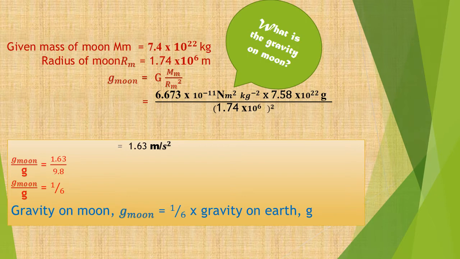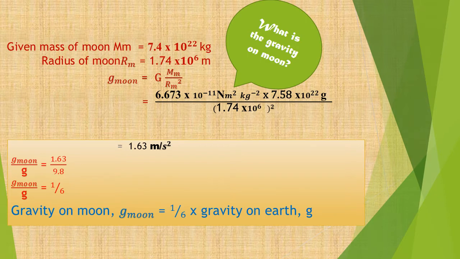What is the gravity on moon? We have found a formula to calculate the gravity of an object on or near the surface of the earth, and we know children that is GMe by Re the whole square, and the approximate value we got is 9.8 meter per second square.